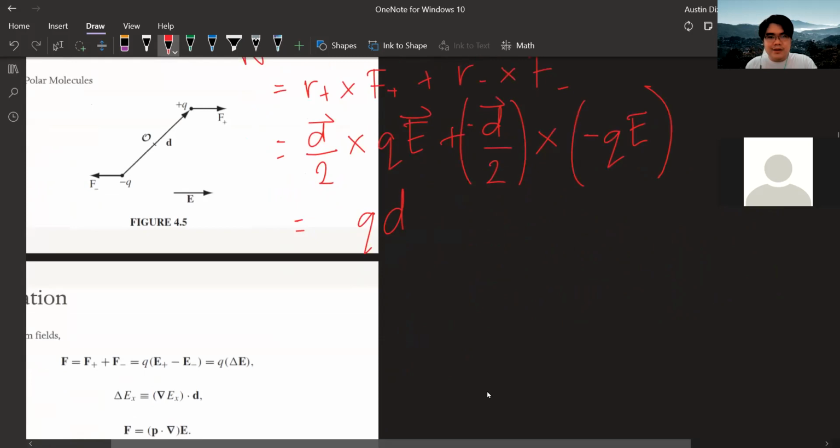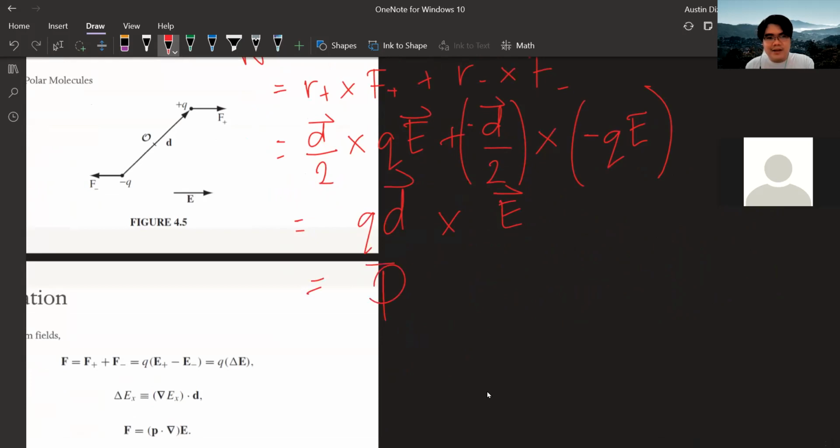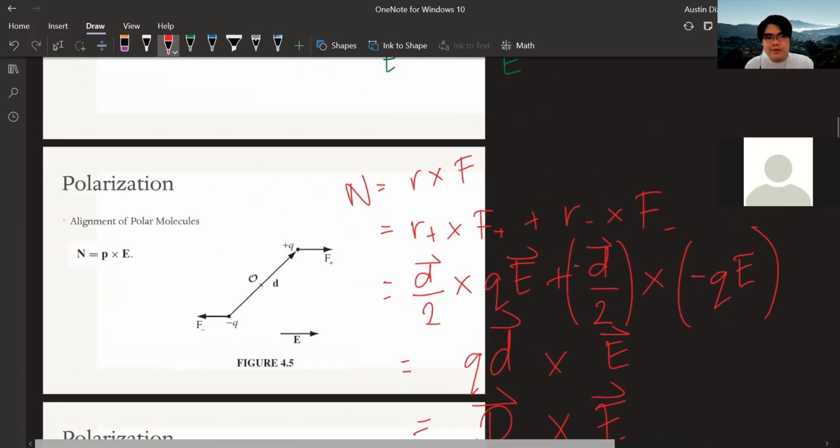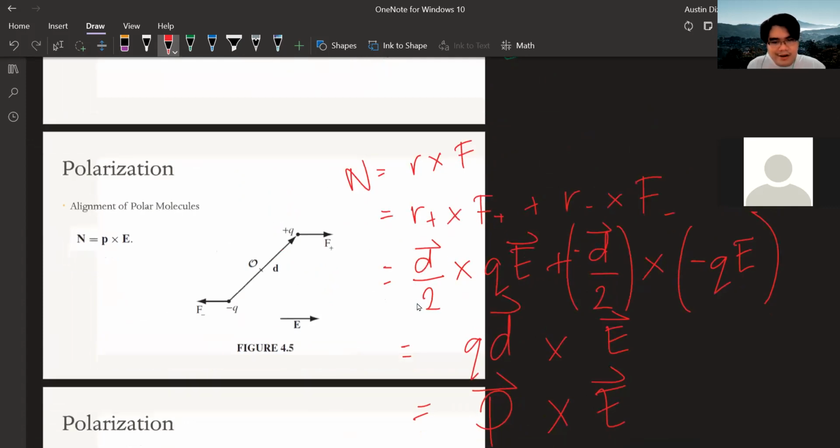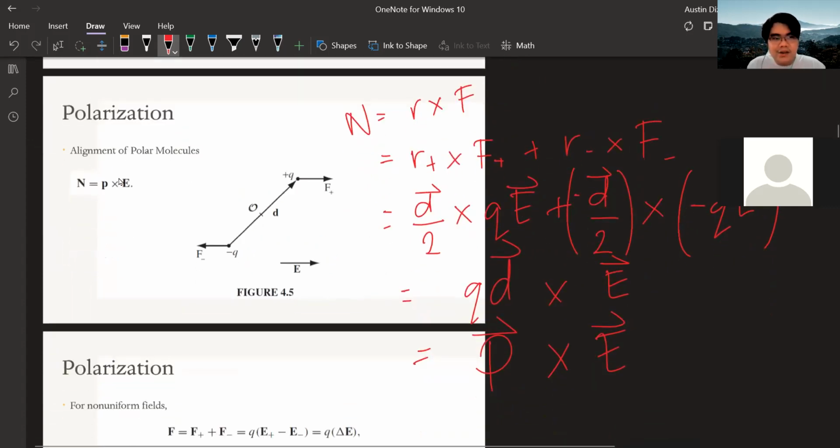In essence, QD cross E. Okay? And what is QD? Kung maalala nyo, that is the dipole moment times the electric field. Okay? So that happens, no? Kapag tinutukan mo yung hindi naka-align na polar molecule, mangyayari, magro-rotate siya, iikot siya. Okay, and the torque is given by P cross E. All right?